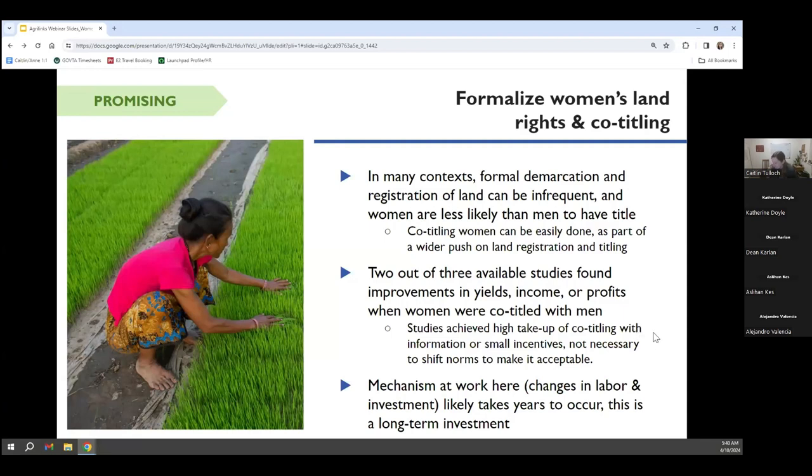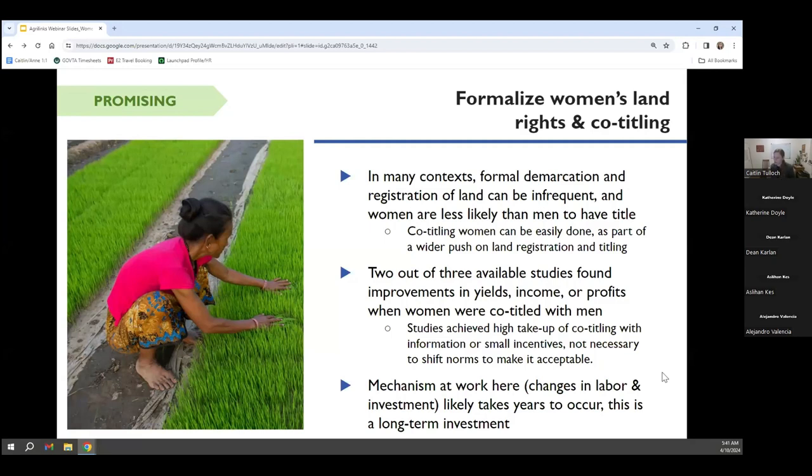It suggests that this can be done, again, in a pretty straightforward way, and that it is linked. This is maybe not surprising for anyone who's taken an ag econ course. It is linked with improvements in yields, income, and profits. But the other thing that emerges from these studies is that the mechanisms at work here, changes in labor patterns and investment on different pieces of land, likely take years and years to occur. And there's one of these three studies where we're still waiting for longer term follow-up results that would be on a time period we think would capture the full scope of impacts that you would expect or hope to see from this kind of intervention.